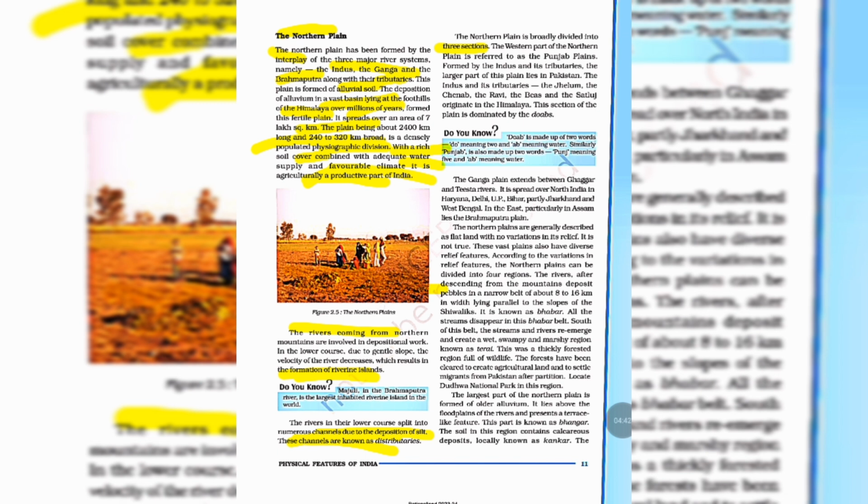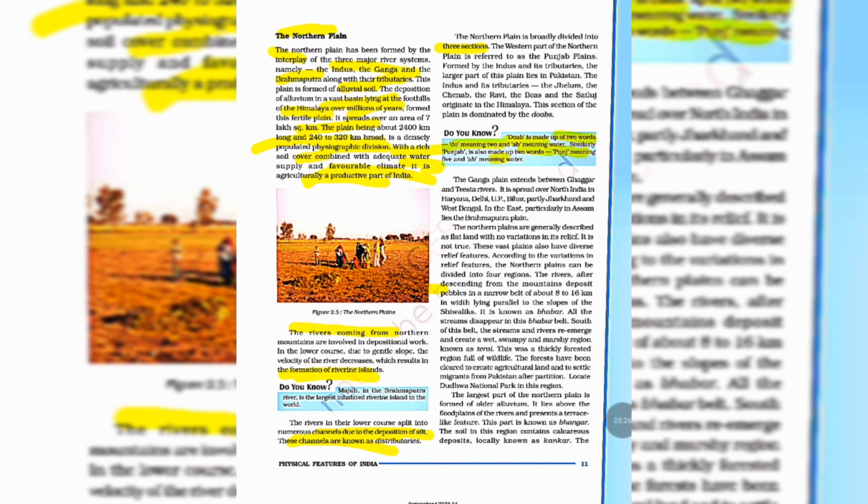This section of the plains is dominated by the Doabs. The rivers Chenab, Jhelum, and Indus are used by Pakistan, and the Ravi, Vyas, and Satluj are used by India. This section forms Doabs, and the Punjab is covered by five rivers. Doab is made of two words, do meaning two and ab meaning river, so two rivers. But Punjab is Panj meaning five, and ab meaning river. So Punjab is surrounded by the five rivers.